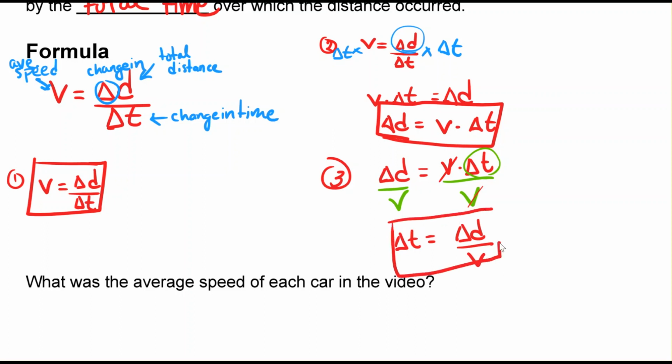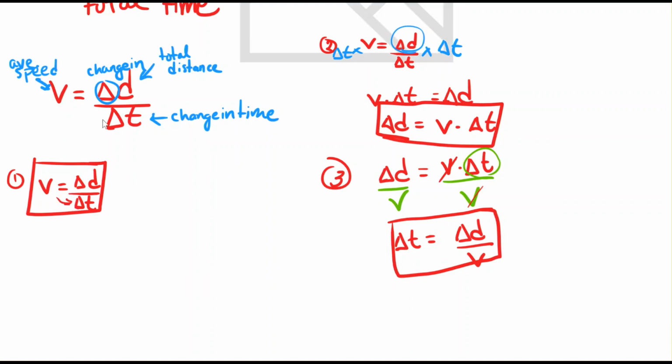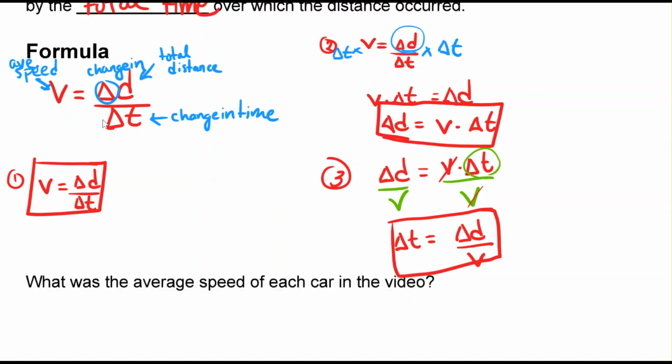Now, I just want to point out something to you, and that's what happened when we tried to get delta t by itself. In the end, it basically swapped places with v. This thing and this thing ended up swapping places. So just be aware that that's kind of a shortcut to be able to get delta t all by itself.